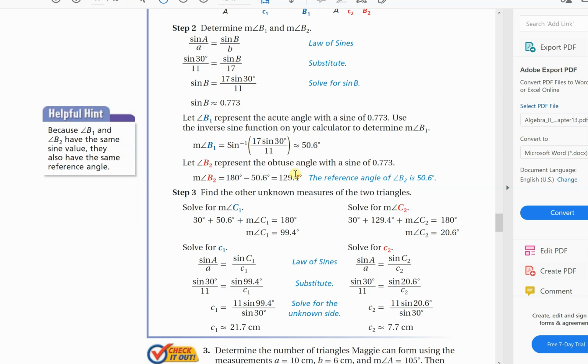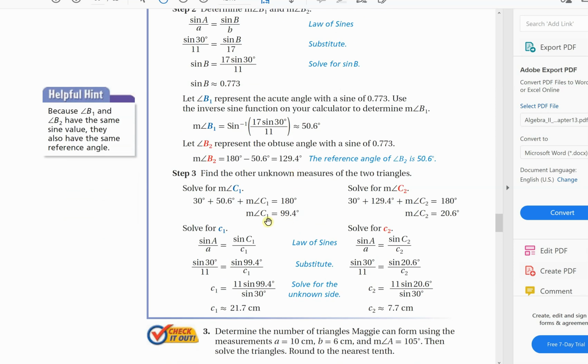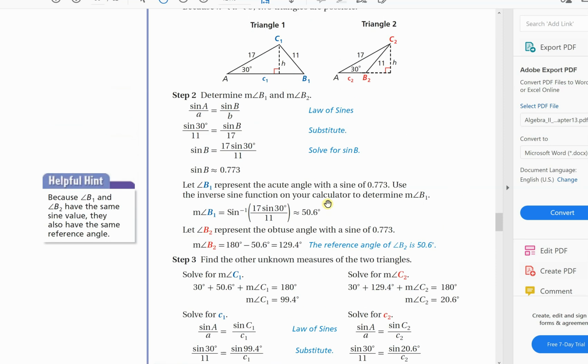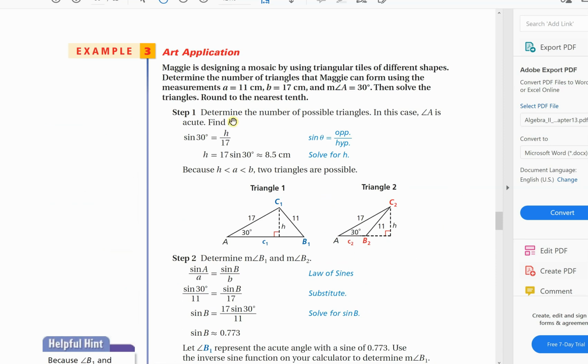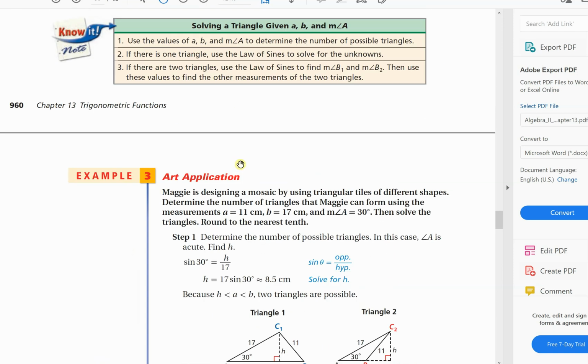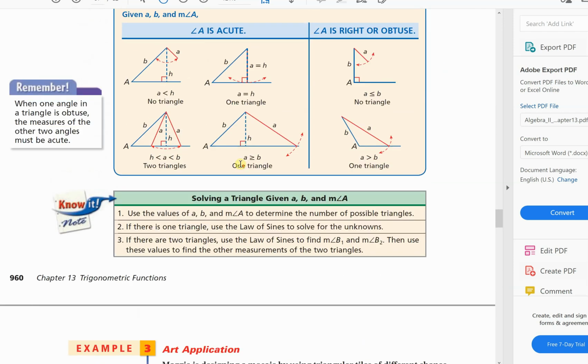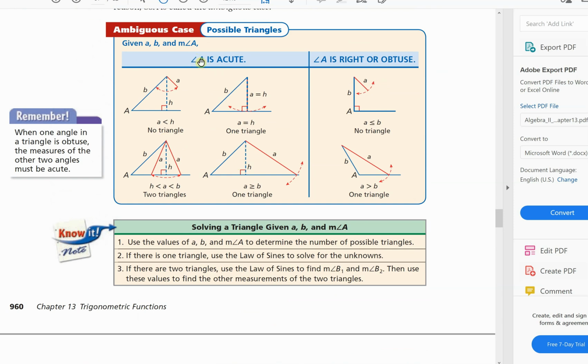So this creates a lot of issues, because then the measure of angle C may be obtuse if B is acute, or it may be acute if B is obtuse. So then we've got to figure this out for each of them and work out two possible answers. Luckily, in your homework, you don't have to do this a lot, but you will have to look at it for at least some of the problems. And the key here, like I said, is to use this table. If A is acute, you're going to have one of four possibilities.